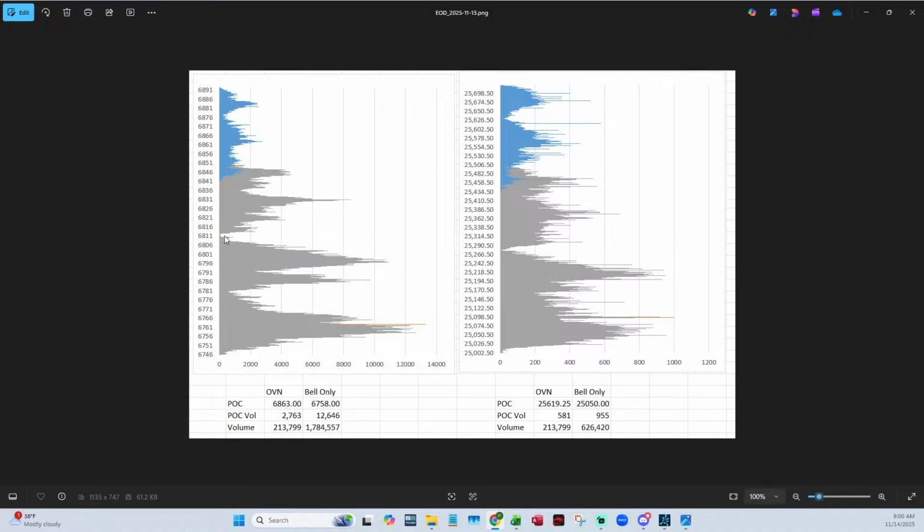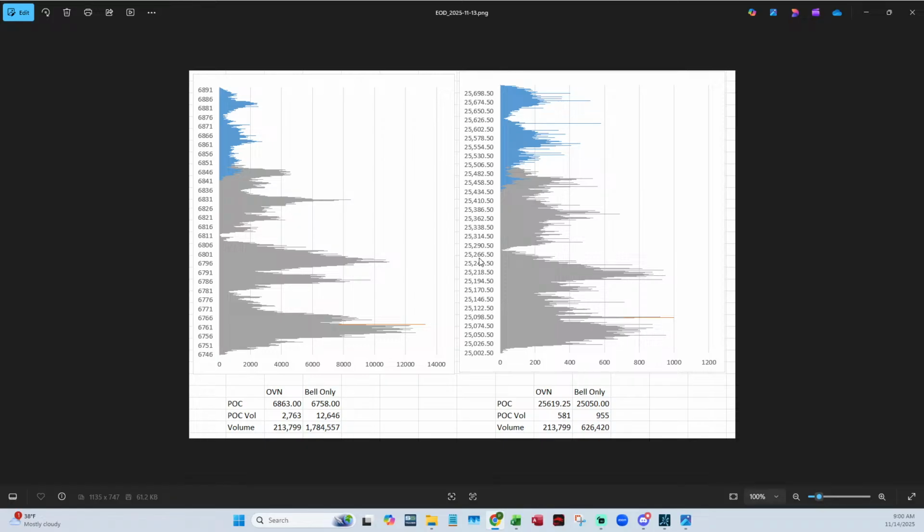6811 is your low volume node, and so is right around 6780. Those are your low volume nodes. So basically, that's where you would draw a support resistance line at those two levels, and then think about this as one distribution, this is a second distribution, and above there is a third distribution.